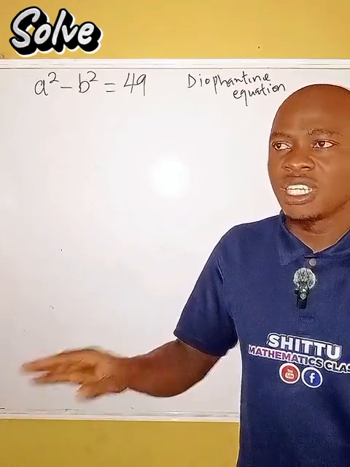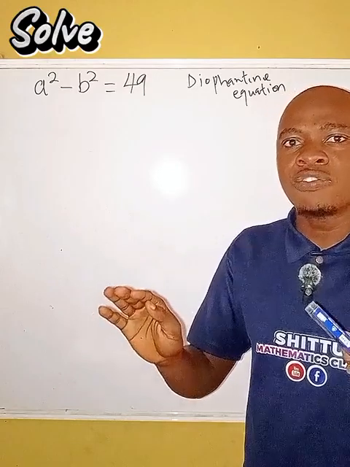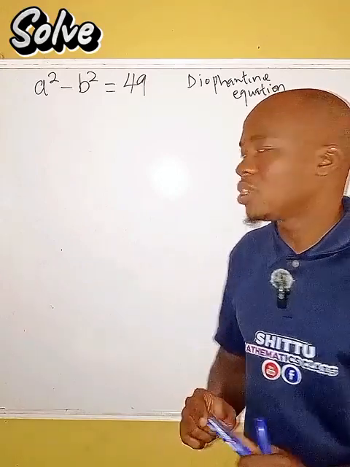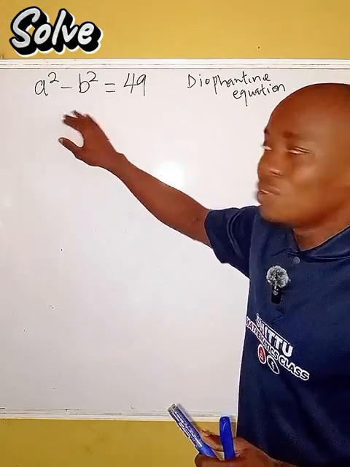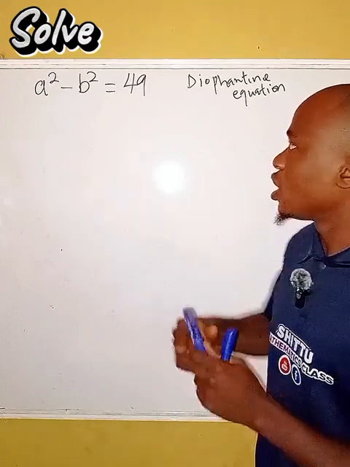So you should have it in mind that whenever you are given this type of equation, what you're going to be looking for are the values that are integers, right? That's the first one. Now here, we can easily guess what the value of a and b is. And I'm going to do it now, okay?